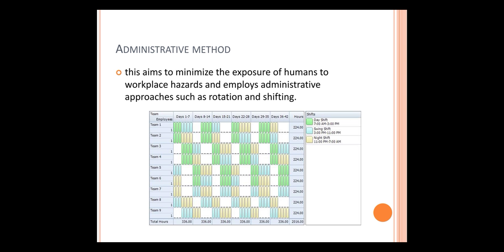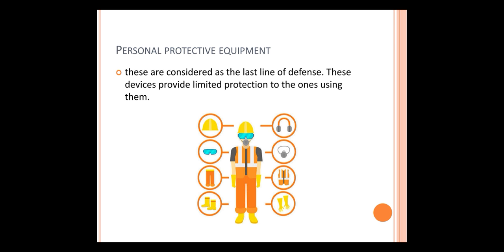Administrative method. This aims to minimize the exposure of humans to workplace hazards and employs administrative approaches such as rotation and shifting. And PPE. These are considered as the last line of defense. These devices provide limited protection to the ones using them.